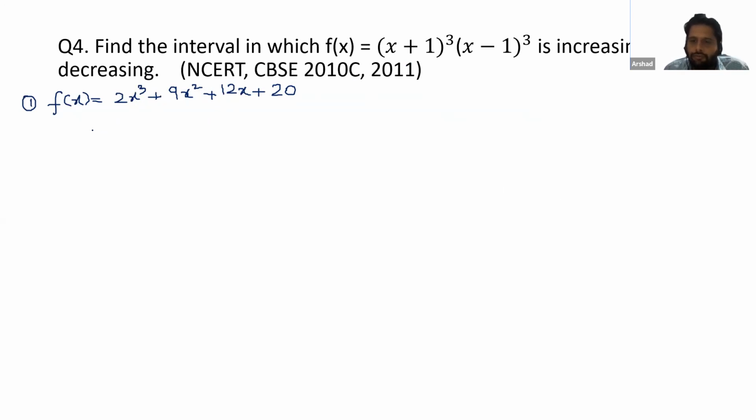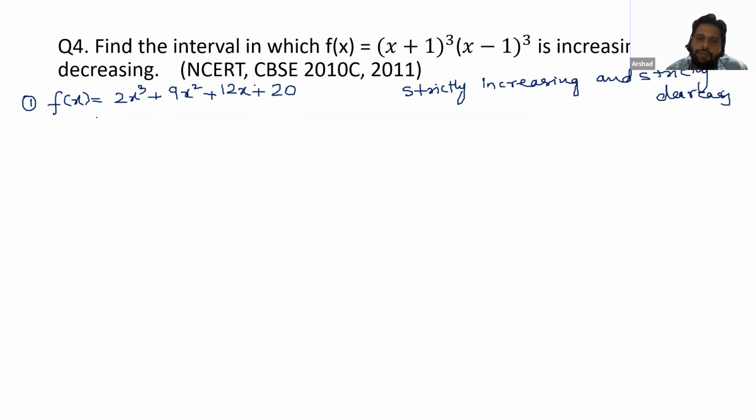So Atif, Saf, and Noma, please check. The question is, we need to find the interval in which this function is strictly increasing and strictly decreasing. So please check the steps. The steps are very simple.